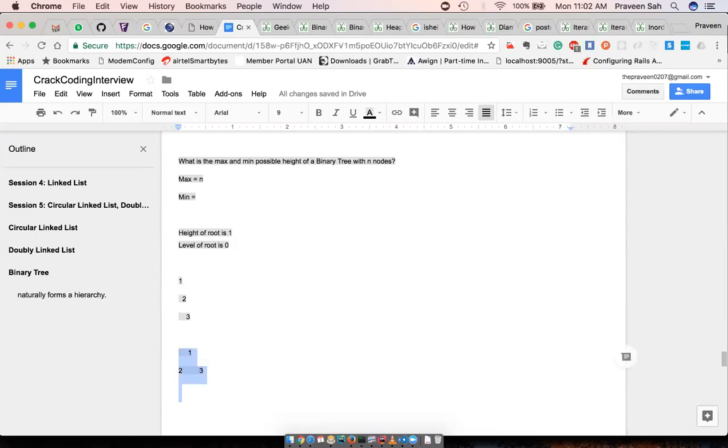In this case, when n is equal to 3, then there are 3 nodes. The minimum height possible is 2 and maximum height possible is 3. Okay, so this is for the case when n is equal to 3. Similarly, for any n, what will be the maximum height possible? Maximum height possible we know is n. Minimum height possible is, can anyone think now?